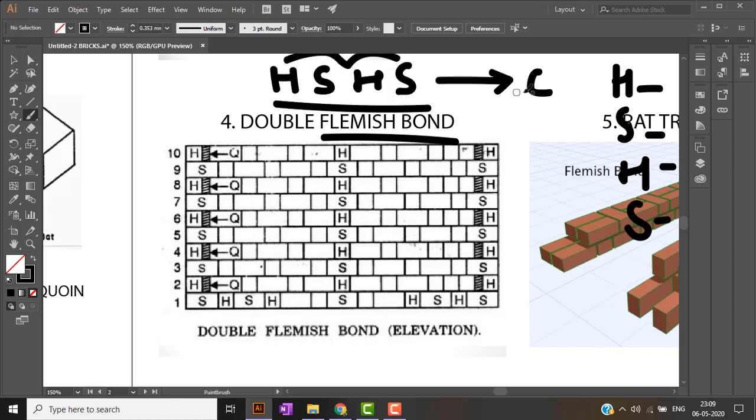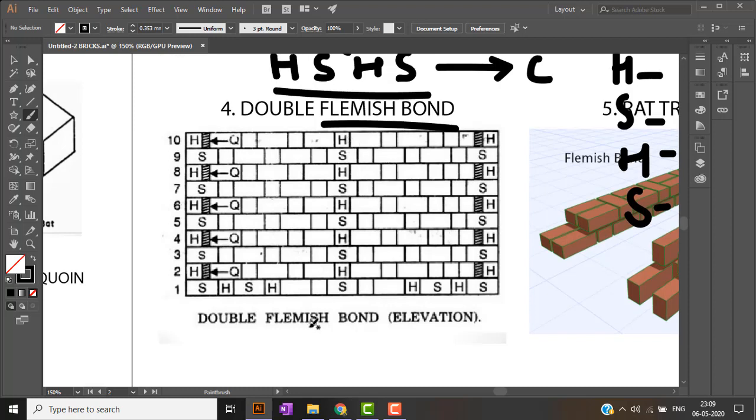Okay, header, stretcher. So in this bond, in double Flemish bond also, there are queen closures at the start of every alternative course. Every alternative course contains a queen closure.